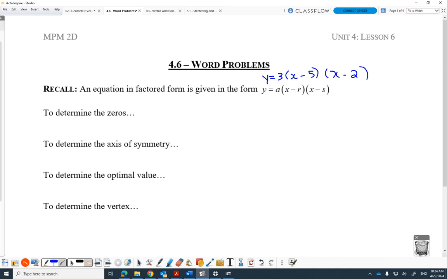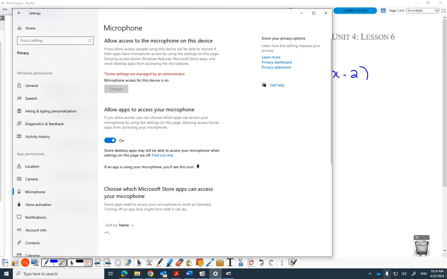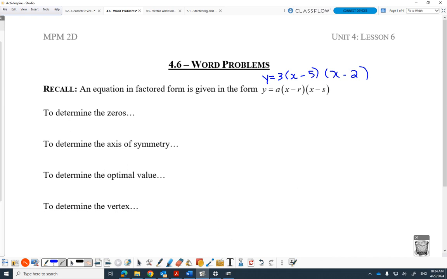And if your brain comes back online, good. Now you're like, oh, now I get what you're saying. If I'm given something in factored form, what's happening there? So there are 4 things we can do. And when I marked your test last round, most people could do these things. So let's remind ourselves what we can do once it's in factored form to determine the zeros.